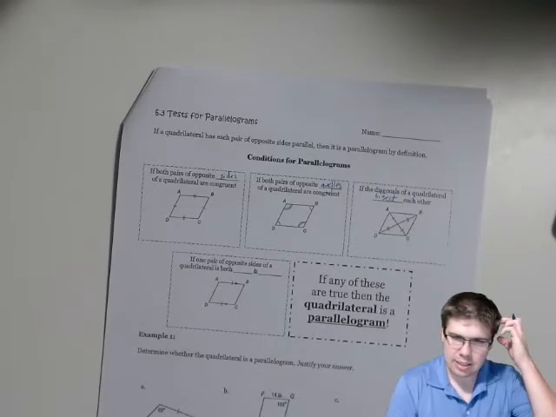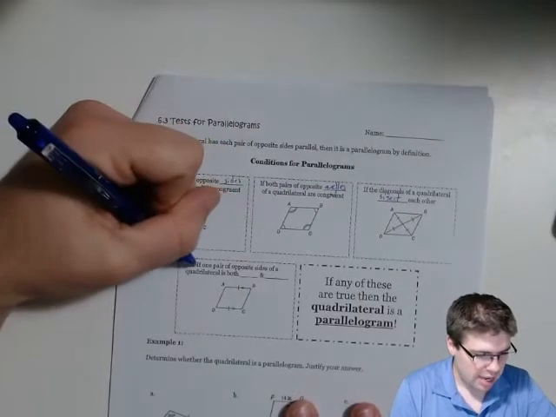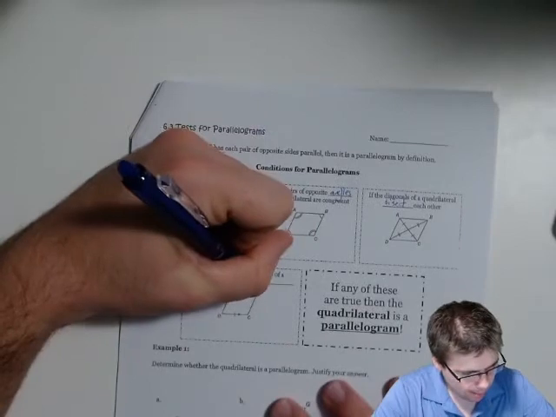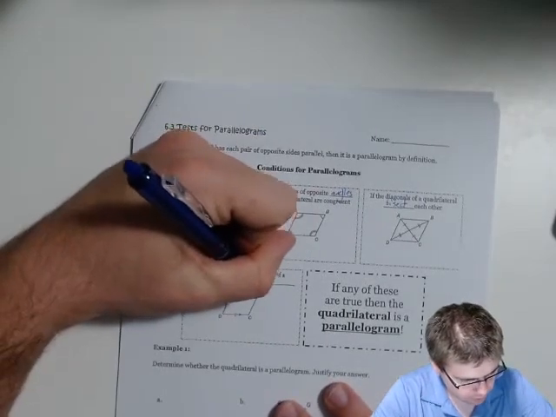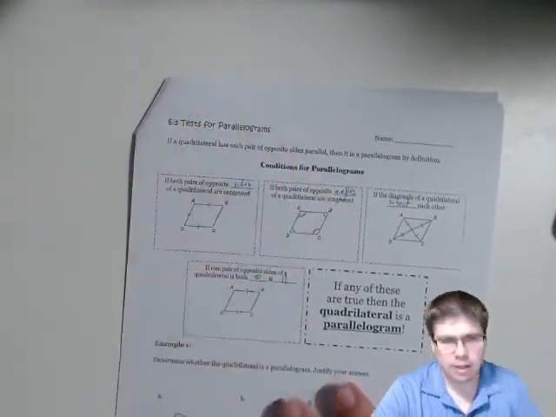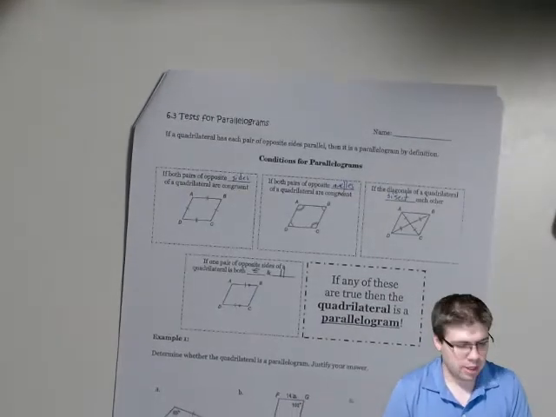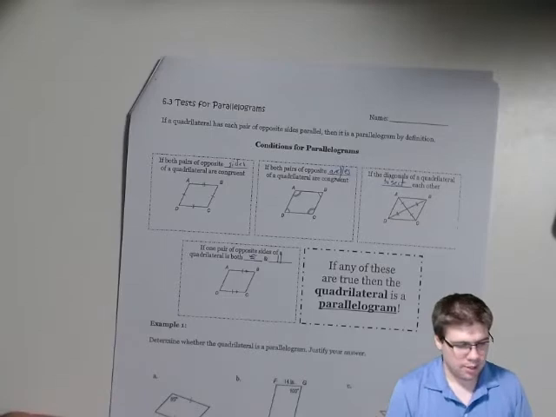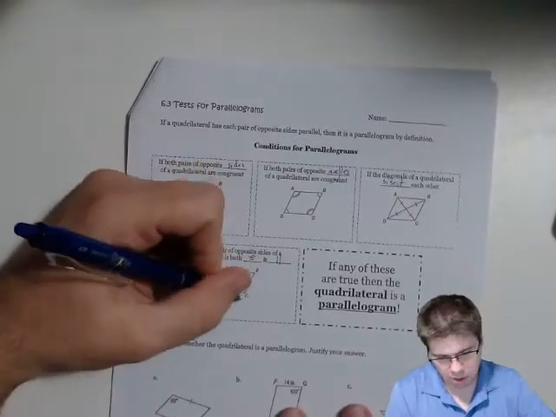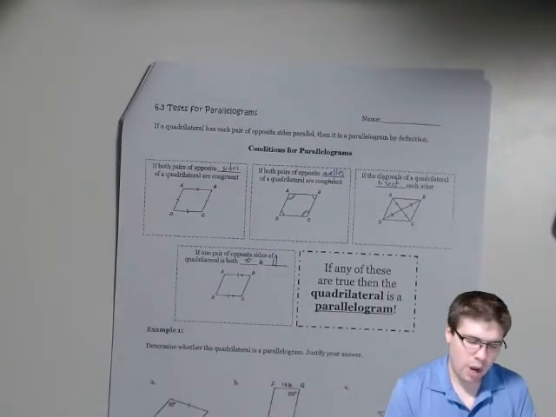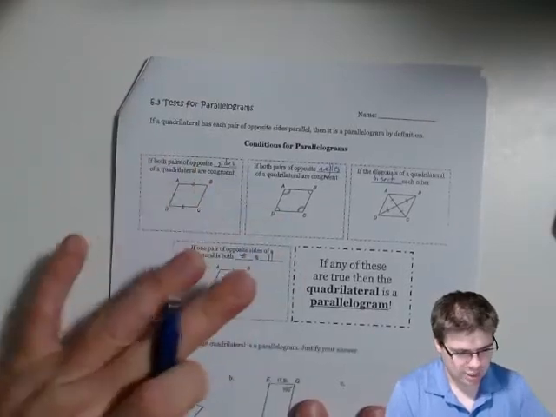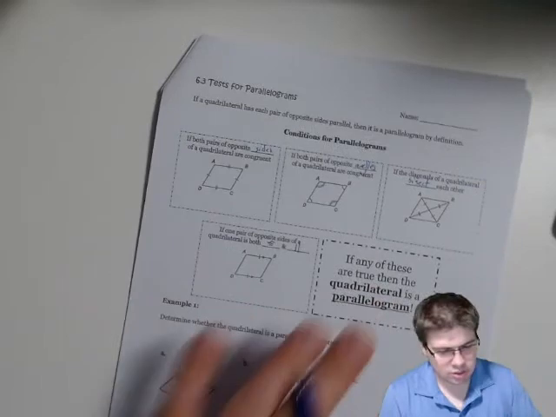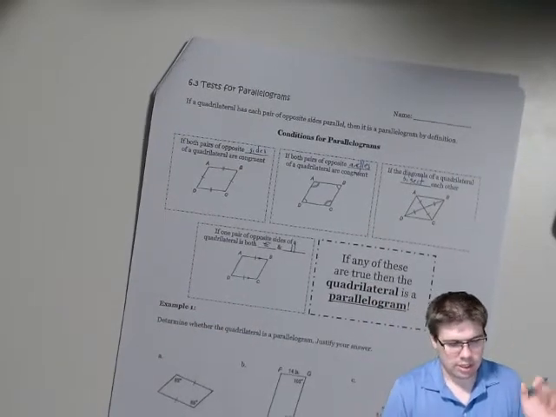And then this is the weirdest one, I guess. If one pair of opposite sides of a quadrilateral is both congruent and parallel, and I'm going to do the little shortcut signs for that, then we know it's a parallelogram. We could go through the proof to show why that is, but suffice it to say, that's enough. So if any of these are true, then we can show that the quadrilateral is a parallelogram.